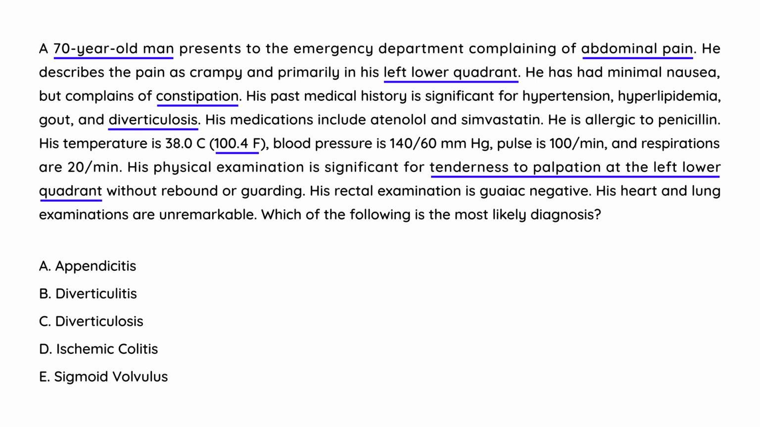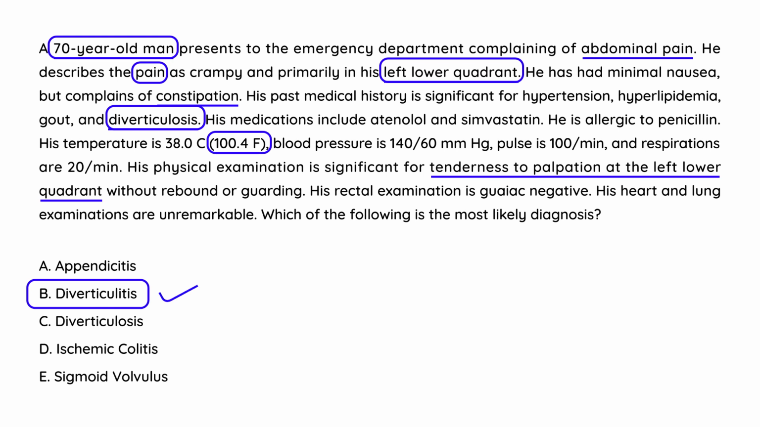Which of the following is the most likely diagnosis? Well, this patient essentially has everything, pretty much spelling out diverticulitis. He already has diverticulosis, but in this case he's presenting with fever and an acute abdominal pain in the left lower quadrant, and he's an elderly gentleman. So, without a doubt, diverticulitis. Classic presentation.